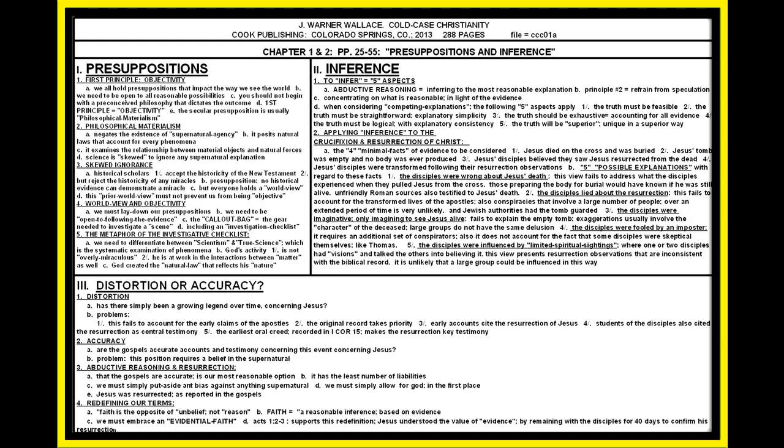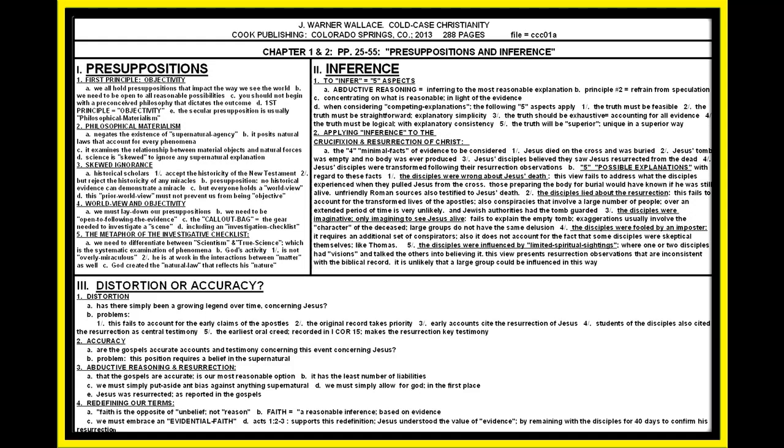The secular presupposition is usually philosophical materialism. So under philosophical materialism, this negates the existence of supernatural agency. It posits natural laws that account for every phenomena. It examines the relationship between material objects and natural forces. Science is skewed to ignore any supernatural explanation. So let's look at this skewed ignorance in Note 3.